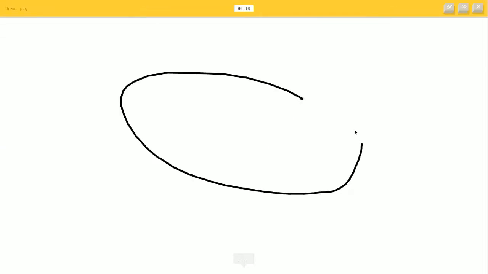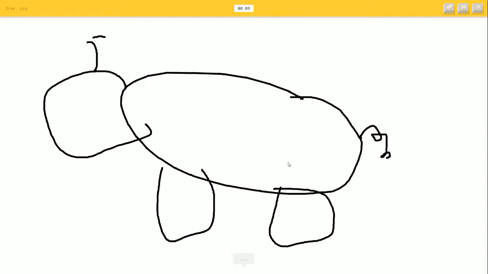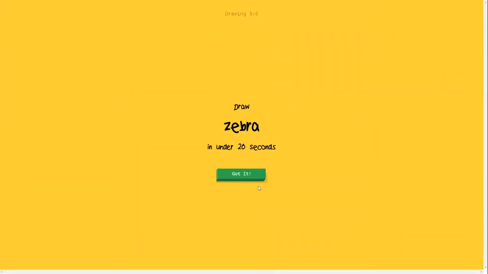Alright, let's draw a big fat body. Legs, some sort of tail. It's pig. There you go. Do you not take the tail? Nose. Alright. There. It's nose. Look at that. All you have to do is that.